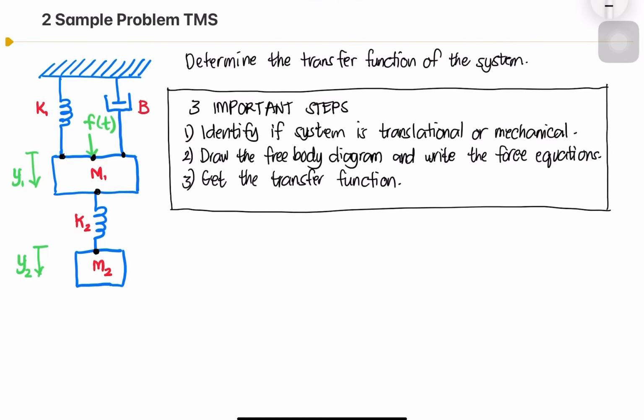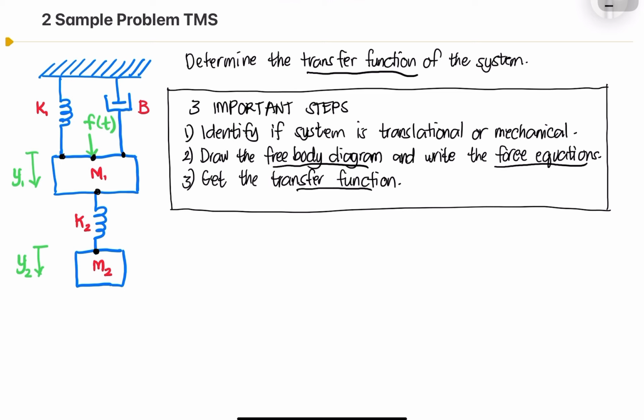We have here an example of a translational mechanical system. For this problem, we have to determine the transfer function of the system. Here are the three important steps that we need to remember. First, we need to identify if a system is translational or rotational, so we can use the correct formula for those. Then, we have to draw the free body diagram and write the force equations. Once we have those two, we can then solve for the transfer function.